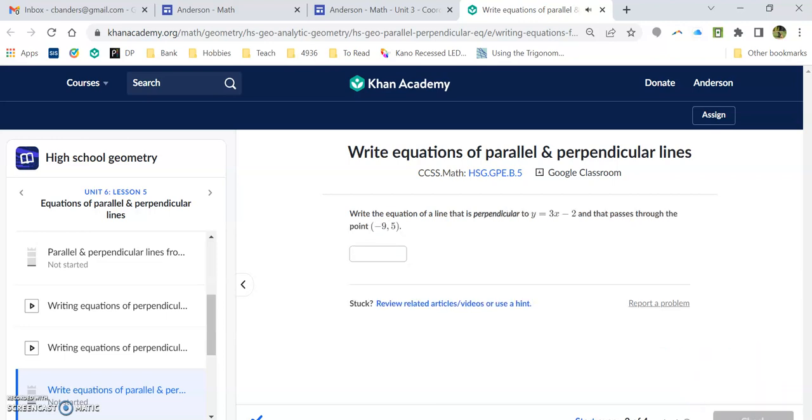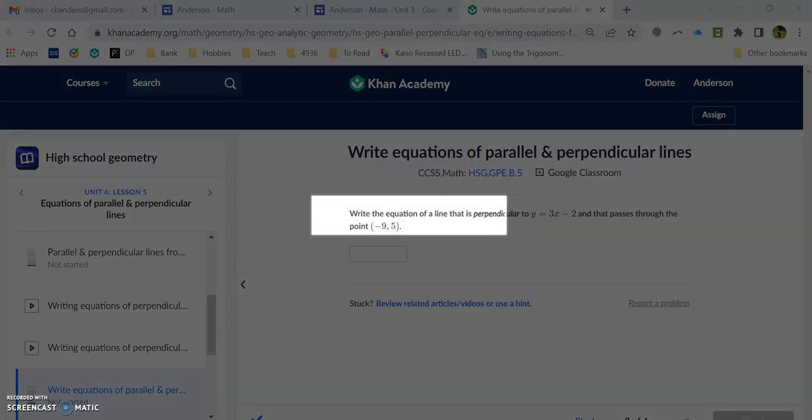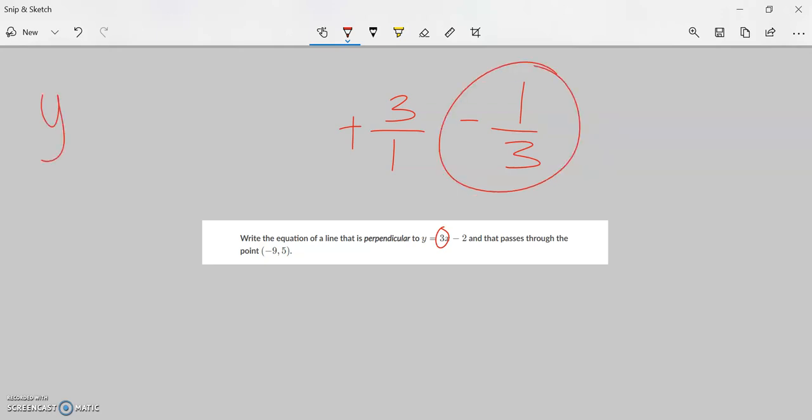All right, 2 more together. So we're doing perpendicular again. So identify our slope. It is 3, or 3/1. So the reciprocal is 1/3. And this one's positive, so that's negative. So this is our slope that we're using for our perpendicular line. So y equals -1/3 times x plus b.